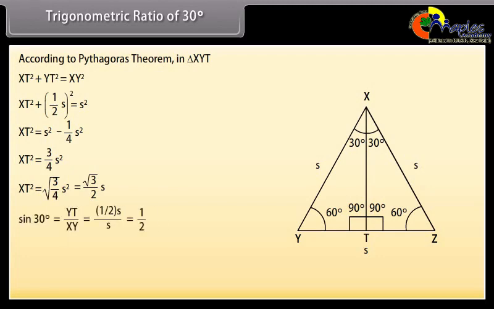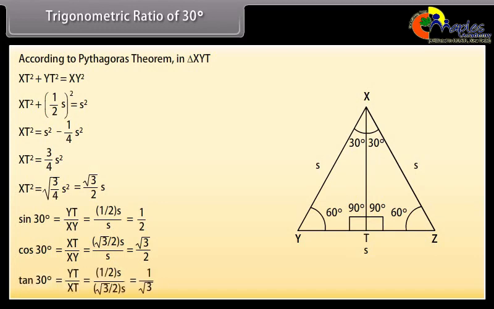Sin 30 degree is equal to YT upon XY equals 1 upon 2s upon s, which is equal to 1 upon 2. Cos 30 degree is equal to XT upon XY, which equals square root 3 upon 2s upon s, equals square root 3 upon 2. Tan 30 degree is equal to YT upon XT equals 1 upon 2s upon square root 3 upon 2s equals 1 upon square root 3.